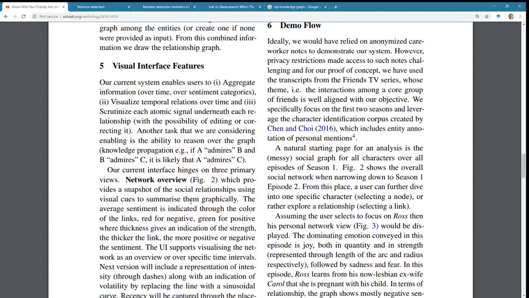Our current system enables users to 1. Aggregate information over time over sentiment categories, 2. Visualize temporal relationships over time, and 3. Scrutinize each atomic signal underneath each relationship with the possibility of editing or correcting it. Oh, I like that.